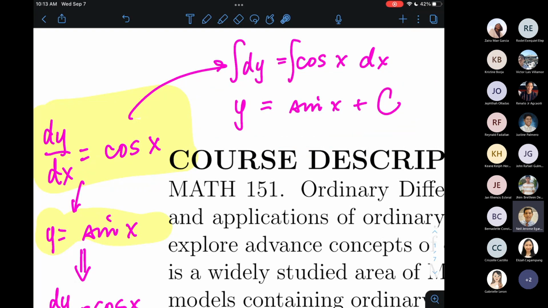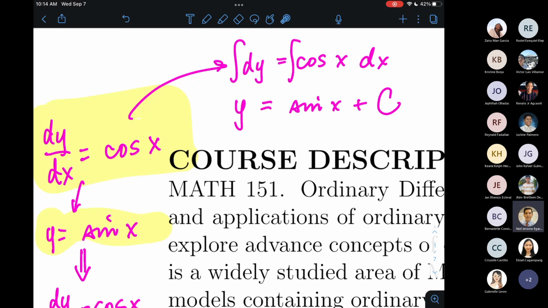I can add any constant to it. So I'll have a family of solutions. In fact, it's an infinite family of solutions for this equation, because there are infinitely many functions of the form sin x plus any constant that satisfy this differential equation.